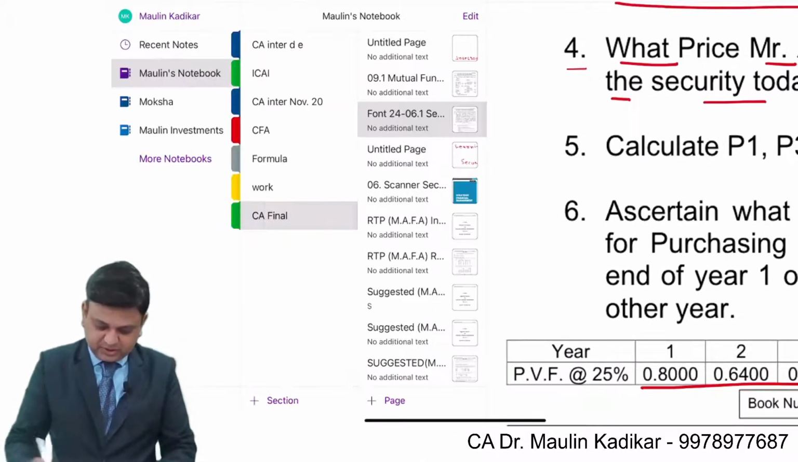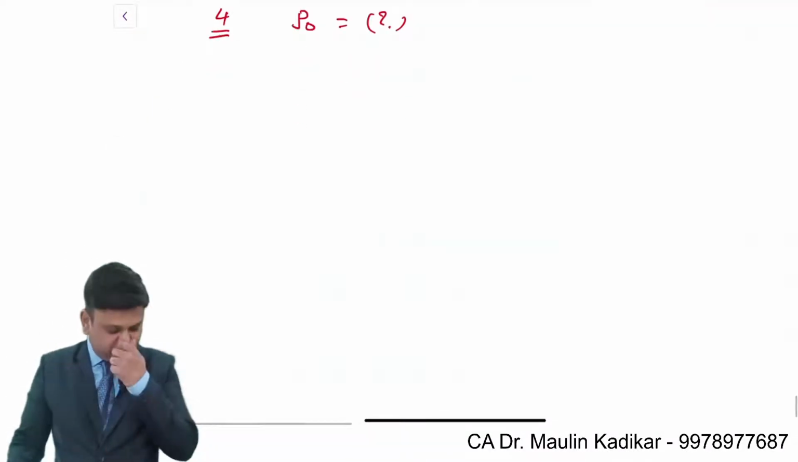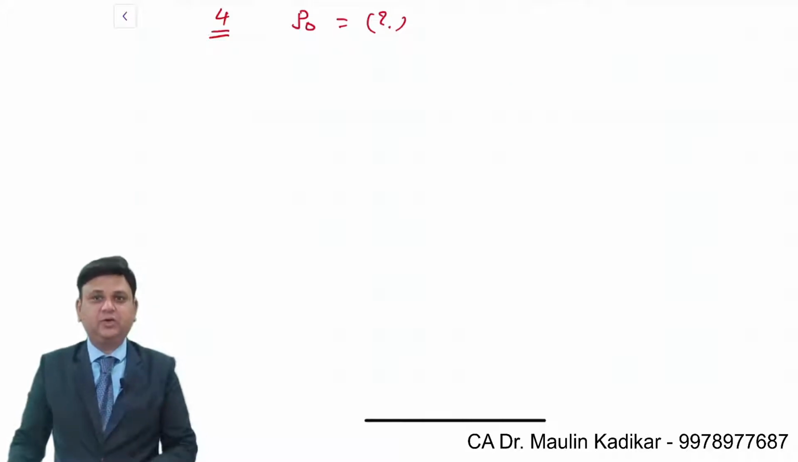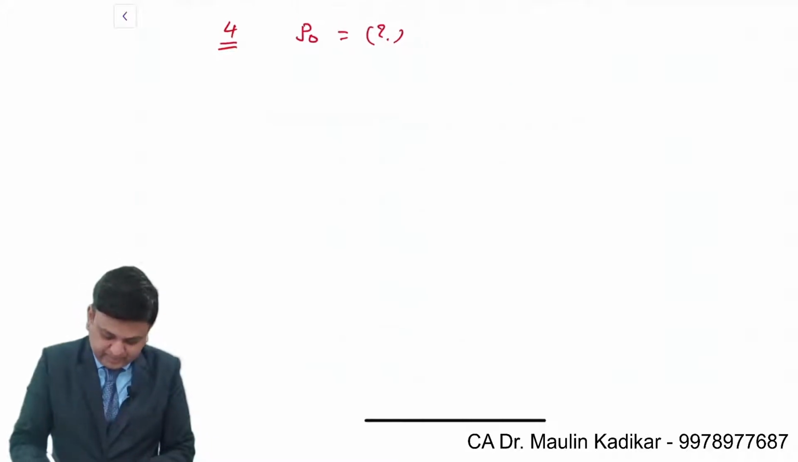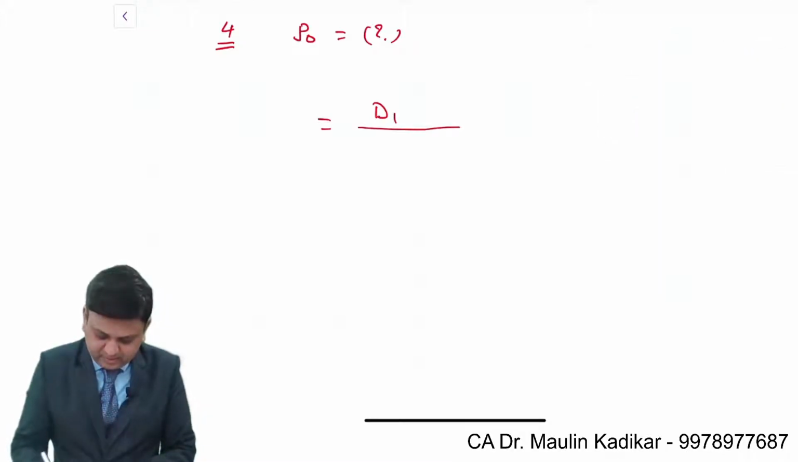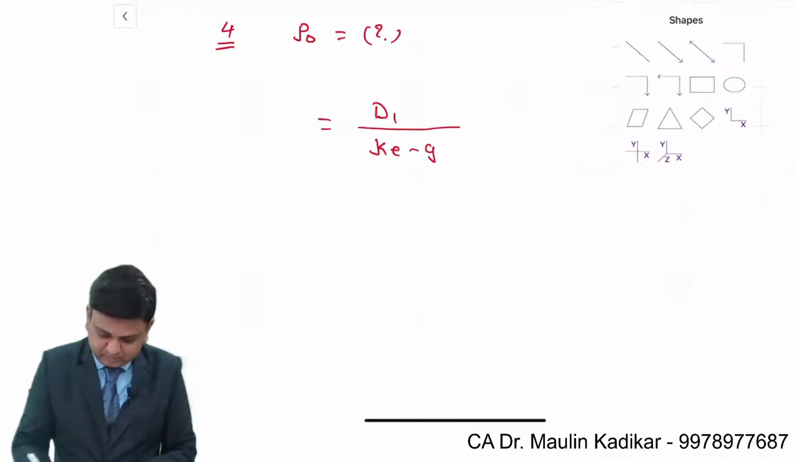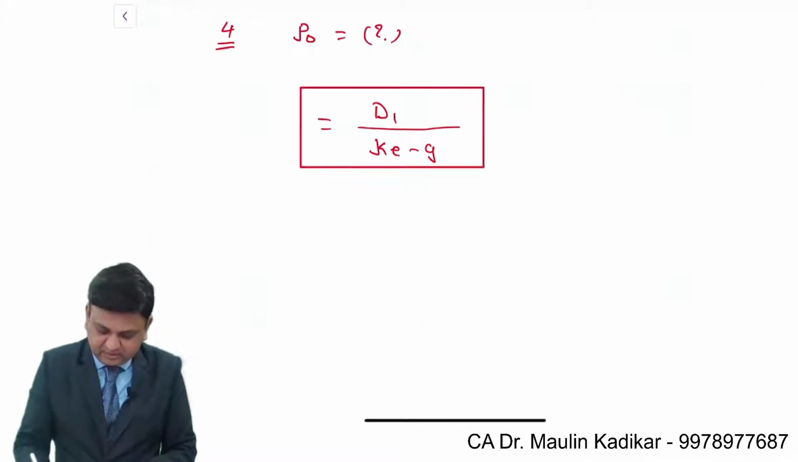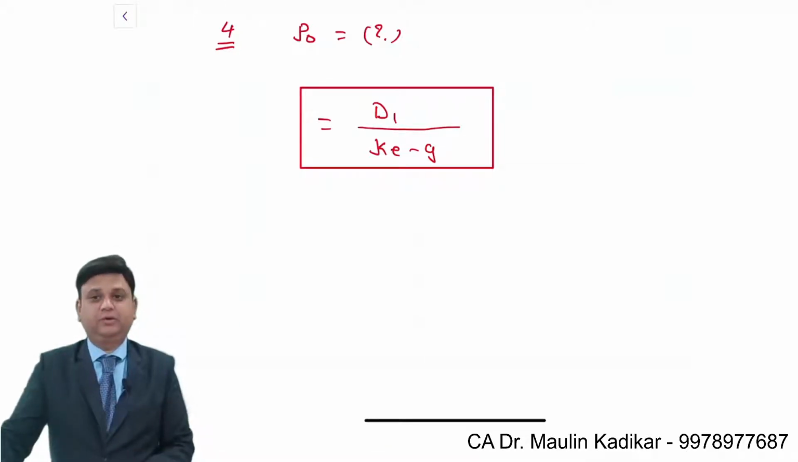Before I proceed further, I just want to know that in order to calculate P0, can I apply a formula like this? D1 divided by K minus G. Can I apply this formula? That is what I want to know.